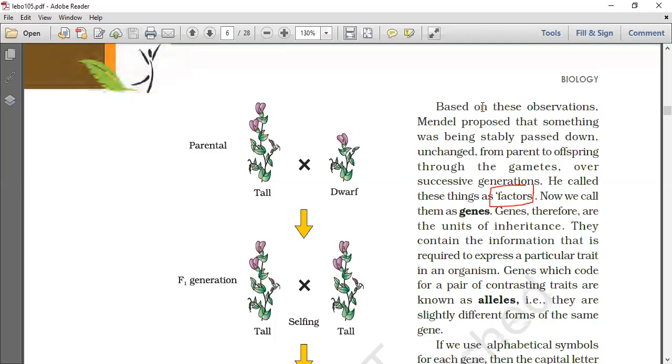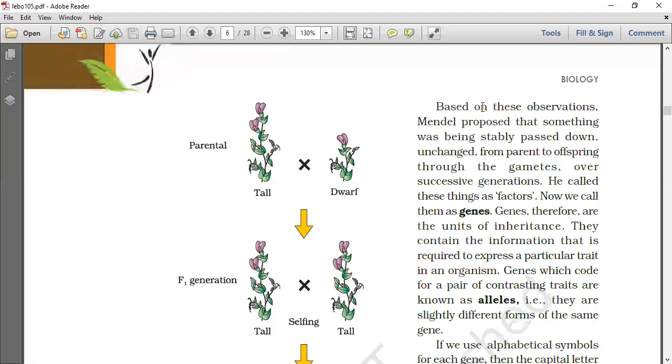According to us, capital D and so on are genes, but Mendel doesn't use that word. For our understanding, we are using it. He said that there are some factors being transferred from parent to the next generation. So genes, therefore, are the units of inheritance. They contain information that is required to express a particular trait in an organism.